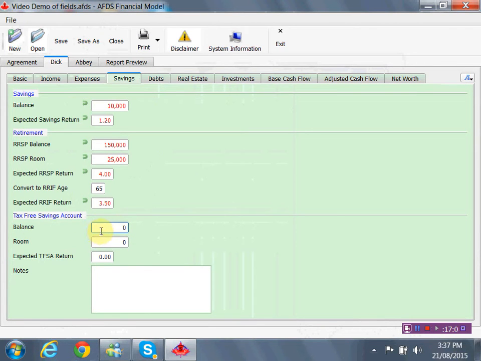Our last section is the tax-free account. So you would enter how much was in their tax-free now. If they had room, what the rate of return is on their tax-free account. And then, of course, any notes if you so chose.